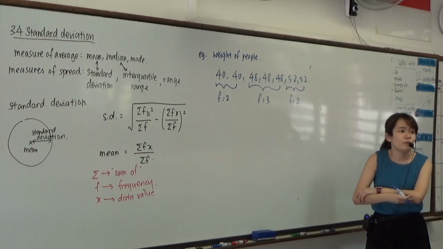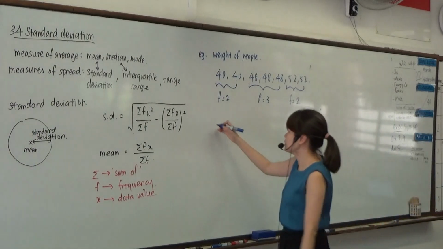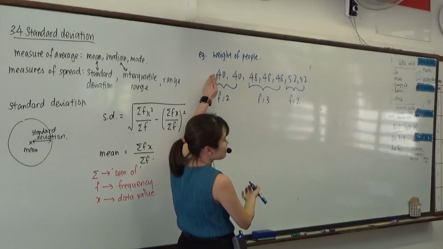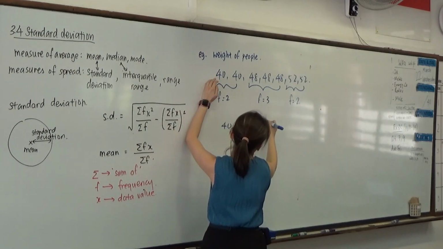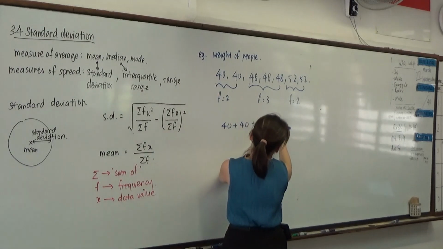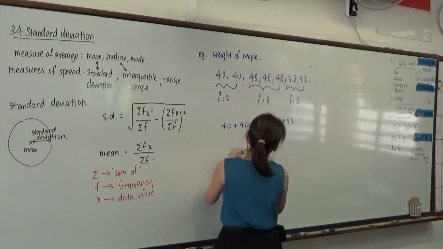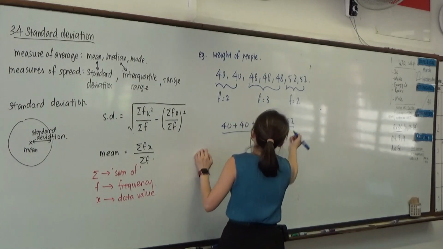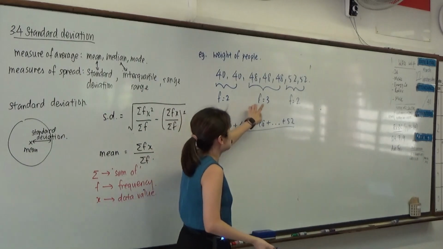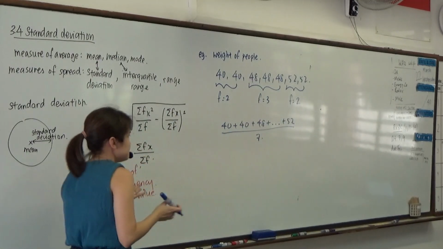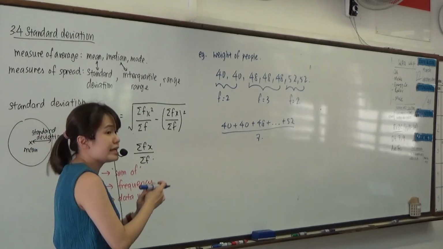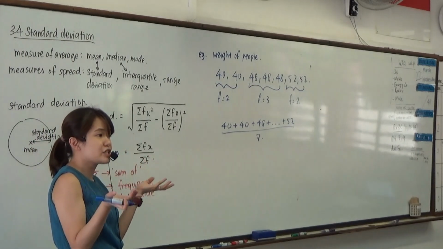Okay? We definitely know that the mean value, if I want to calculate it conventionally, I will usually just take 40 plus 40 plus 48 and all the way until 52, right? Divide by, in this case, 2 plus 3 plus 2, that will actually be 7. Okay, so that is how we calculate our mean conventionally.